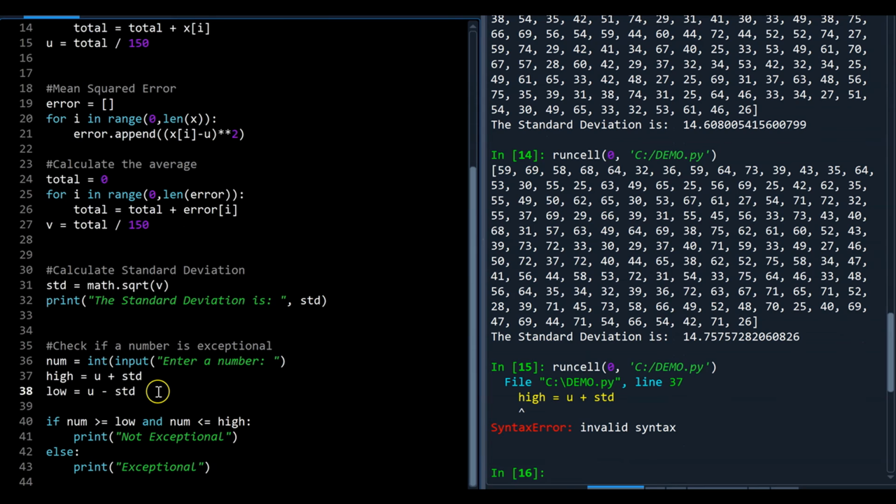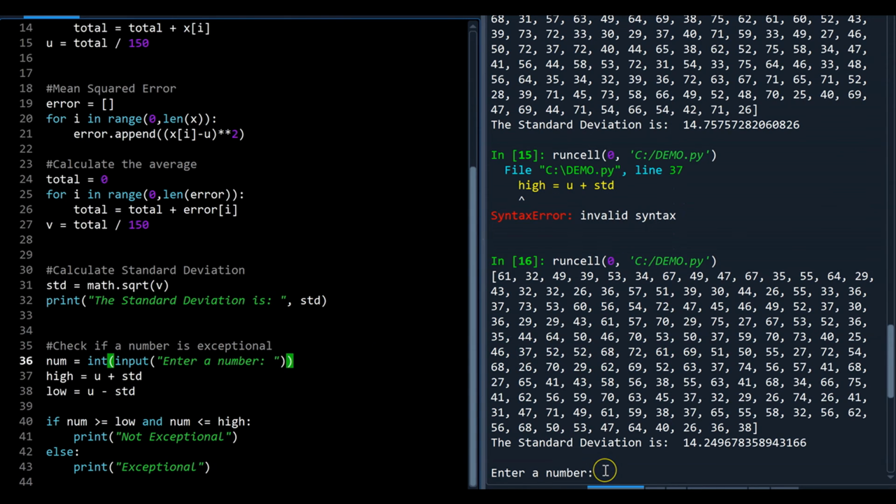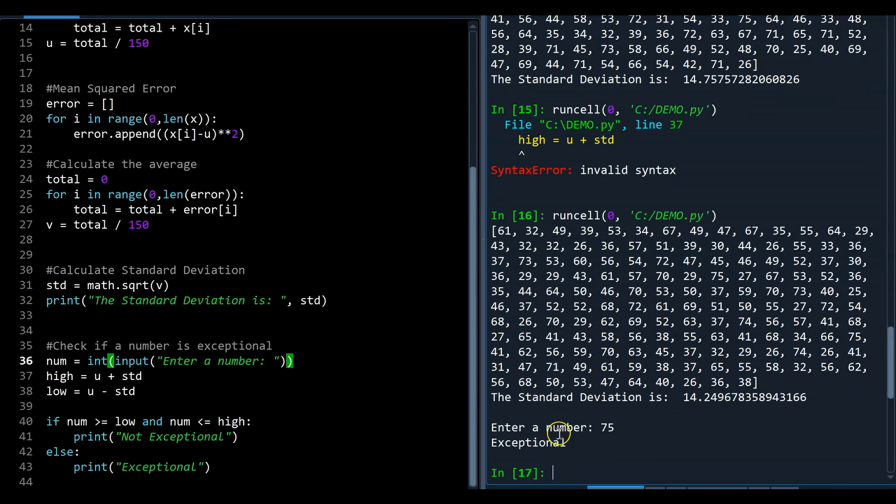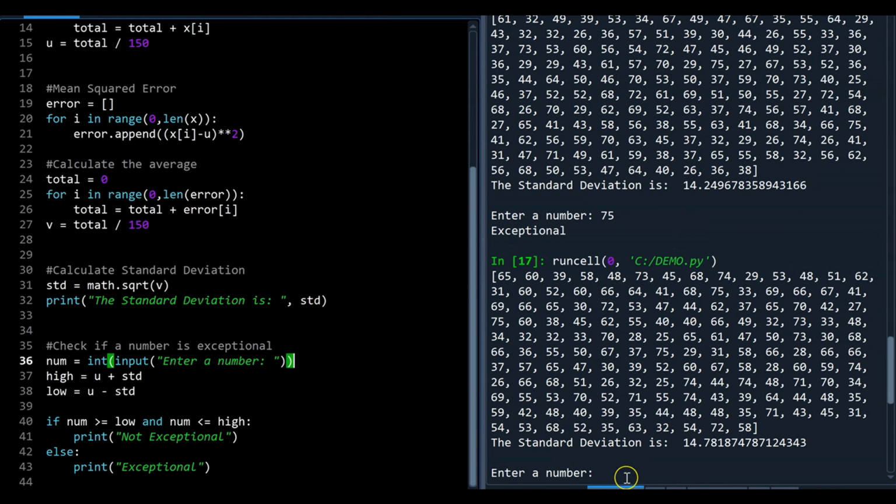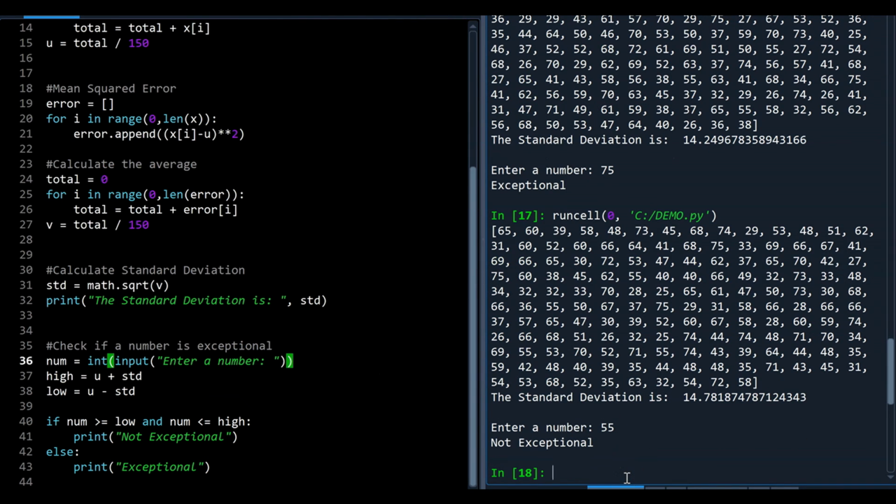What did I do? At the bracket. Okay. So if I'm entering a number, again we're roughly thinking 35 and 65 here. So if I enter 75, that number should be exceptional. Okay? If I enter 55, that number is not going to be exceptional. Okay, so there's a little kind of normal distribution statistical program that you might end up doing in a data management class or something like that.